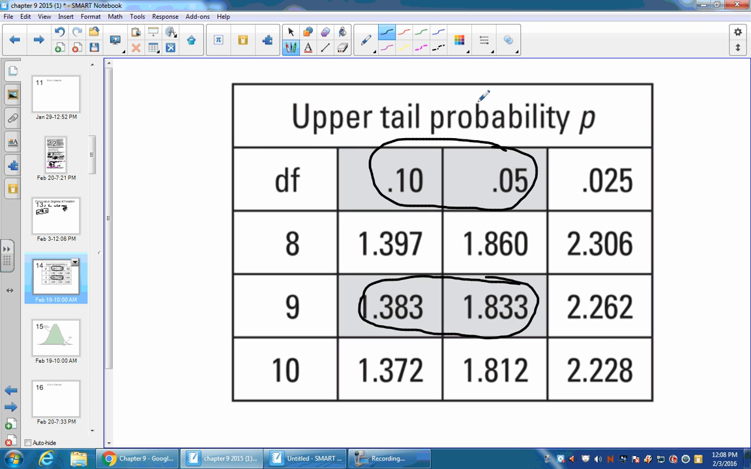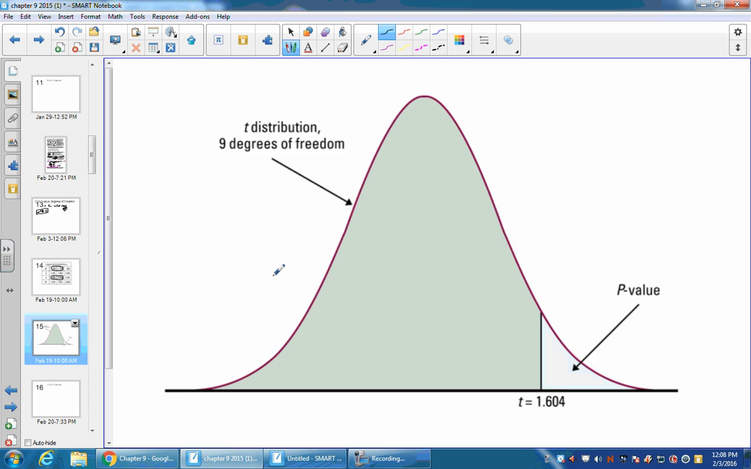0.05 level. Now, a visual of this is what your t-distribution looks like with 9 degrees of freedom. And if the t is 1.604, then our p-value is this region over here.